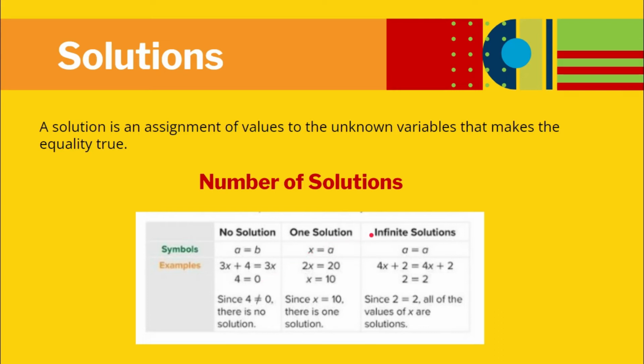Other equations may have infinite solutions. This occurs when the equation is true for every value of the variable. In this case, we have 4x plus 2 equals 4x plus 2. If we eliminate the terms that contain a variable, we subtract 4x from both sides of the equation, and we have 2 left. Since 2 is equal to 2, all values of x are a solution to this equation.